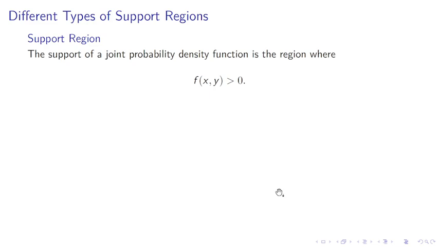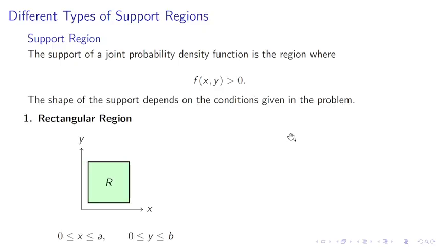Here, the different types of support regions: the support of a joint probability density function is the region where it must be greater than 0. The shape of the support depends on the conditions given in the problem. If x and y are between 0 and 1, the range is between 0 to A or 0 to B. The region is like this. This is the square type region.